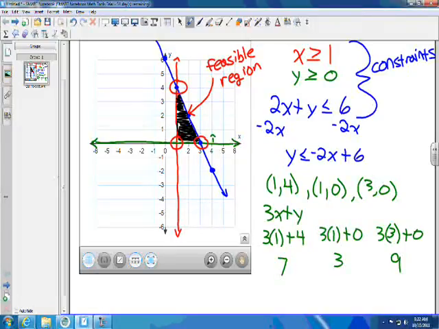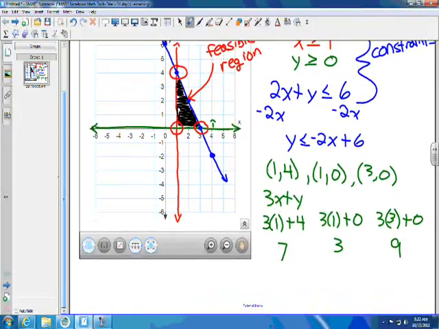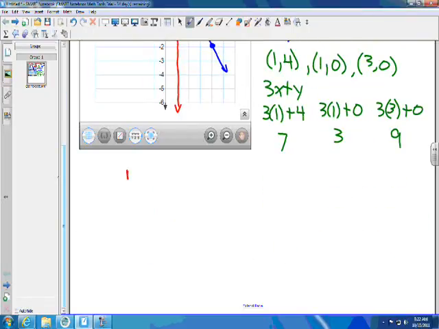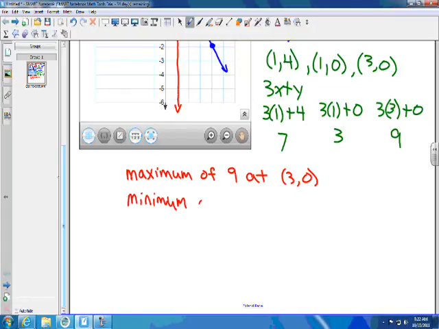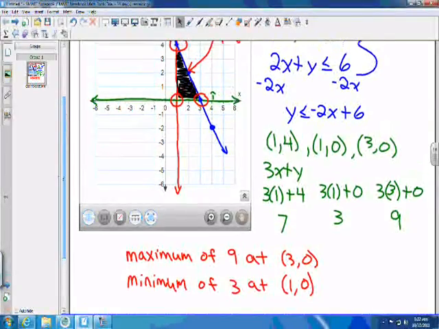So your answer, because it did actually find maximum and minimum. Maximum of 9 at 3, 0. Minimum of 3 at 1, 0. So that's your answer. That's your final answer where the maximum and the minimums occur.